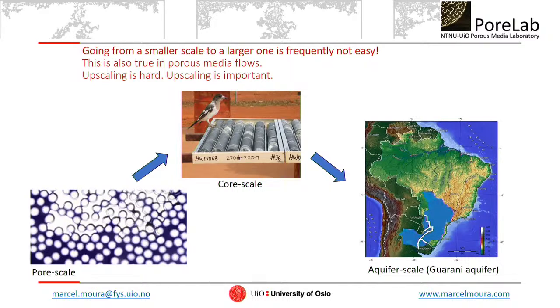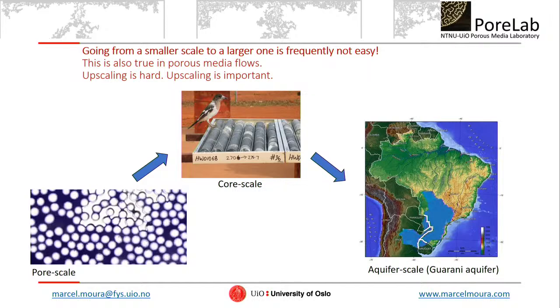So this is the pore scale where we understand the physics pretty well. This is where classical fluid mechanics applies, so Navier-Stokes equations, basically, for Newtonian liquids. And then to go from here to here, the core scale, the type of scale of samples that people take to study porous materials, is already a tremendous job.